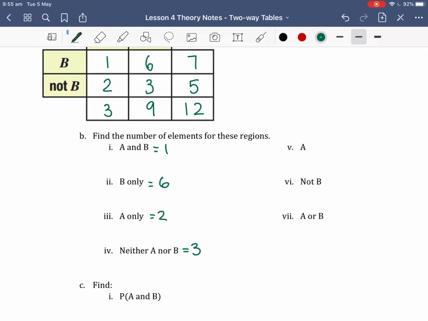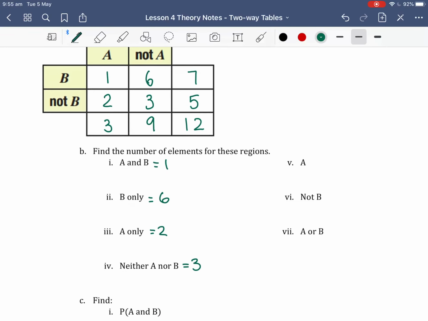For all of A, that will be the total of the A column, so that is 3. For not B, that will be the total of the not B row, which is 5. And for A or B, it's going to be our A and B, so our 1, plus our B not A, which is 6, plus our A not B, which is 2, so that equals 9.